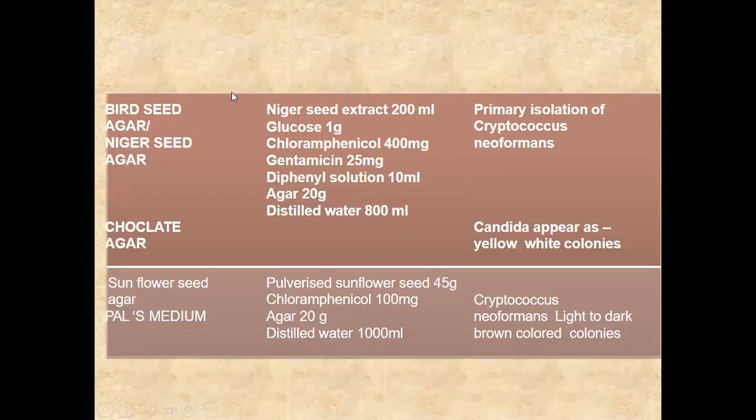The next type of agar medium is called bird seed agar medium, or Niger seed agar medium, or the chocolate agar medium. The composition of Niger seed agar is Niger seed extract 200 ml, glucose 1 gram, the antibiotic chloramphenicol 400 mg, gentamicin 25 mg, diphenyl solution 10 ml, agar 20 grams, and distilled water 800 ml.